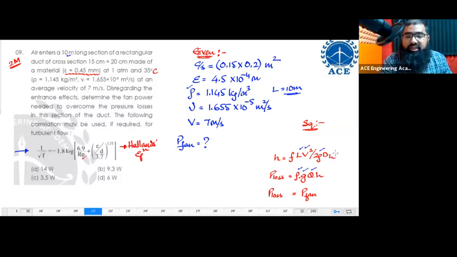You should think, D over here is D hydraulic. Why is it D hydraulic over here? The reason is you are not having a pipe, you are having a duct. So D hydraulic, I have to find out even this value and this value.